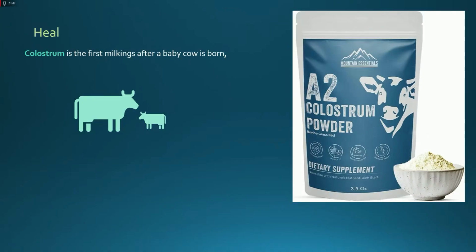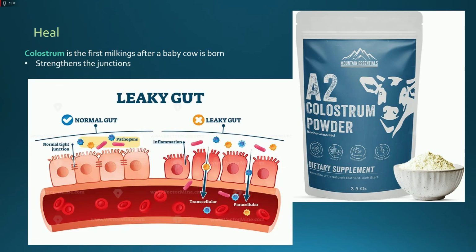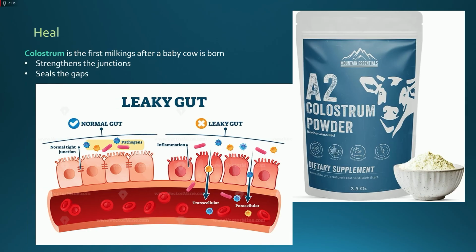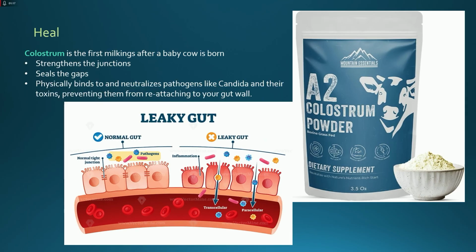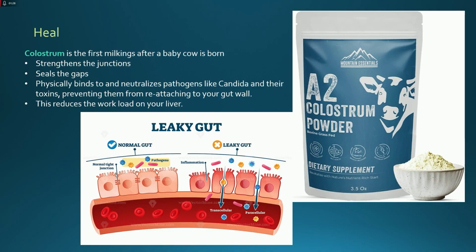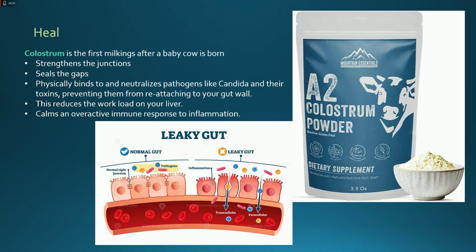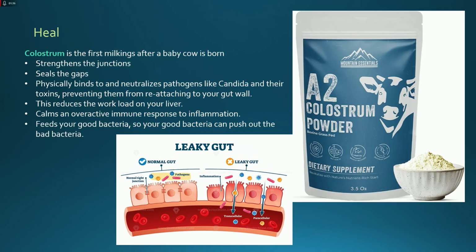Colostrum is the first milkings after a baby cow is born. So it's one of the most nutrient-dense foods found in nature. Colostrum strengthens the junctions, seals the gaps, physically binds to and neutralizes pathogens like Candida and their toxins, preventing them from reattaching to your gut wall. This reduces the workload on your liver, and it calms an overactive immune response to inflammation. Feeds your good bacteria, so your good bacteria can push out the bad bacteria.